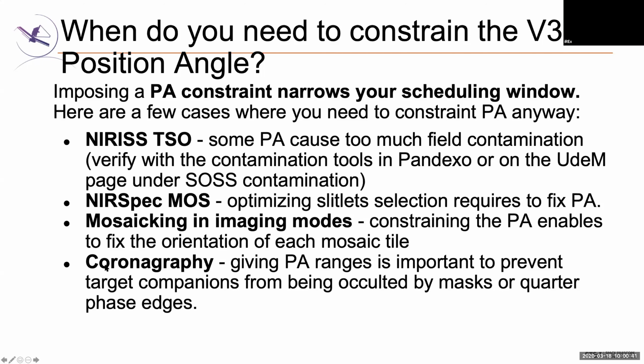Another reason is coronagraphy. Coronagraphy uses masks which have small, spider-like features, and so if you unfortunately choose a bad date, the planet that you're interested in may lie behind those spider arms, and so that's one of the reasons you'd like to constrain the PA for coronagraphy.